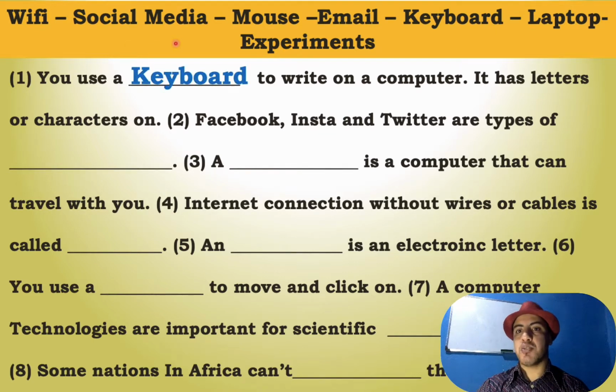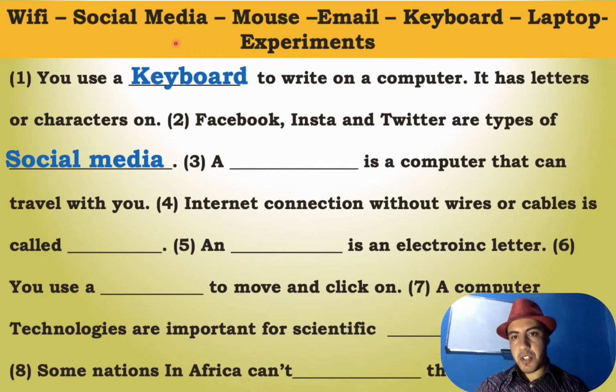Very good. To write on a computer, it has letters or characters on it. And number 2, Facebook, Instagram, and Twitter are types of blank. Very good. So it is social media. So please, we call Facebook, Instagram, and Twitter social media.